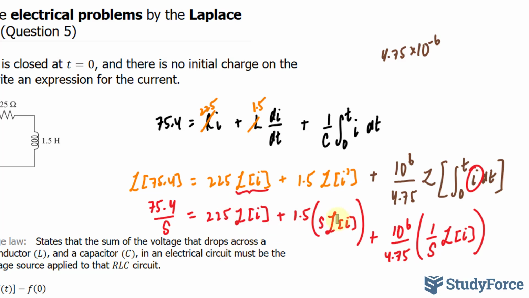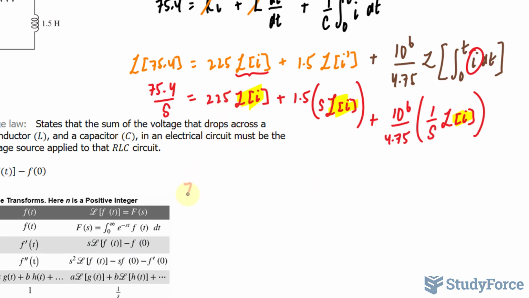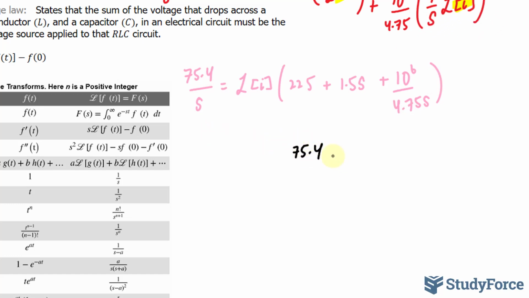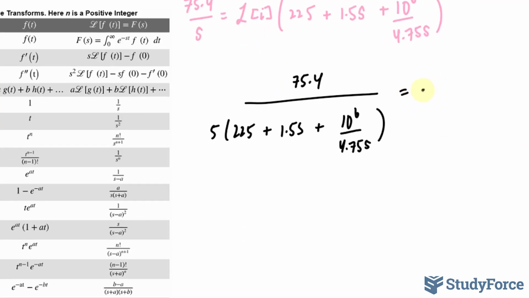Now we need to solve for this term and this term, and we can do that by factoring. So I'll factor out the transform of I on the right side. On the left side it stays the way it is, 75.4 over s is equal to the Laplace transform of I, bracket 225 plus 1.5s plus 10 to the power of 6 over 4.75s. Now, if we divide both sides by this expression, we will end up with 75.4 as the numerator, all over s times 225 plus 1.5s plus 10 to the power of 6 over 4.75s at the bottom. Remember, the right side is the Laplace transform of I.